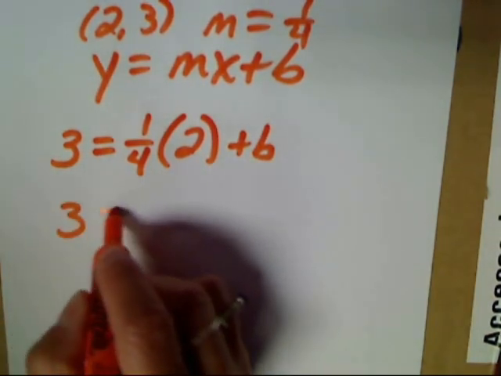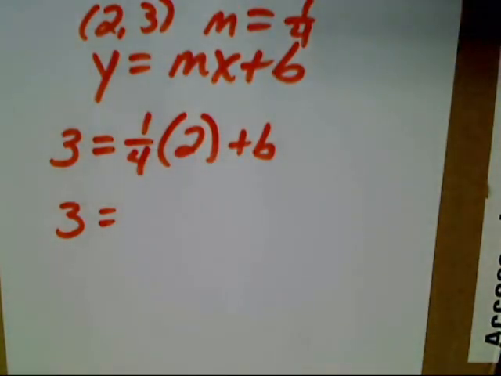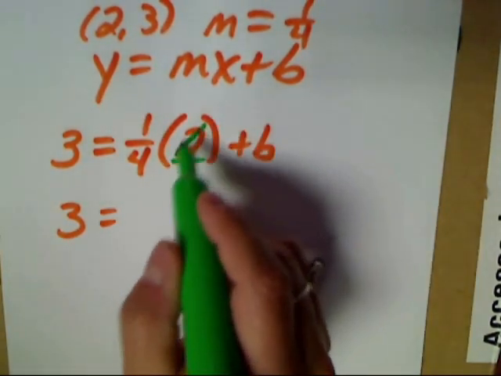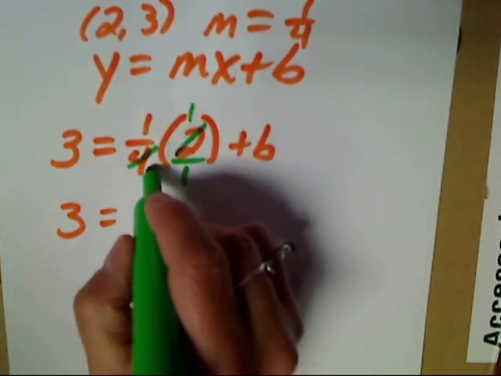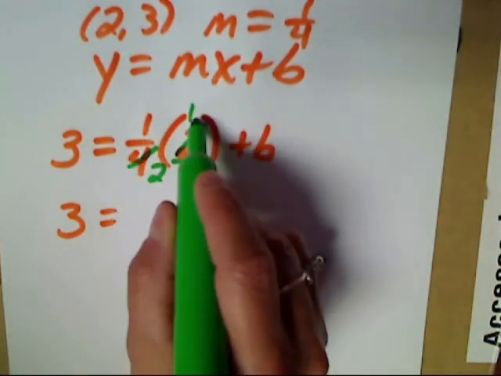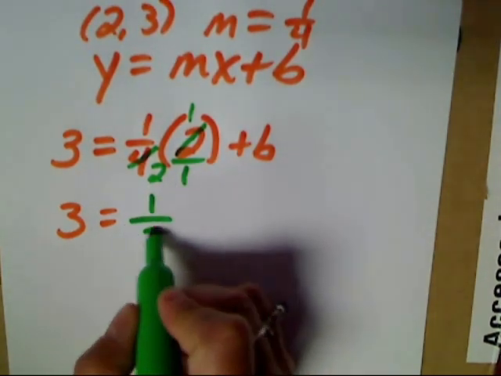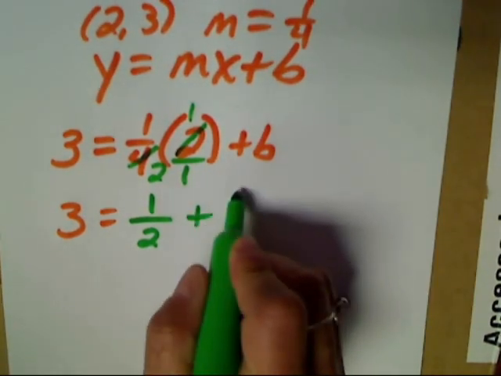3 is equal to, oh, I can do a little reducing here. Remember, that's just 2. It's 2 over 1. 2 goes into 2 once, 2 goes into 4 twice. So I'm left with 1 times 1 on top, and 2 times 1, which is 2 on the bottom, plus b.